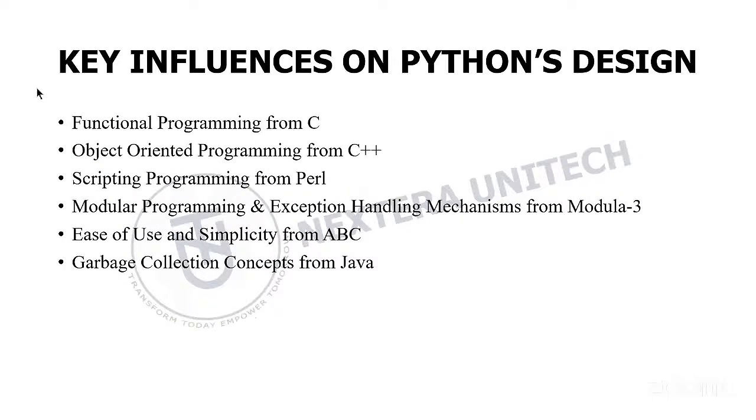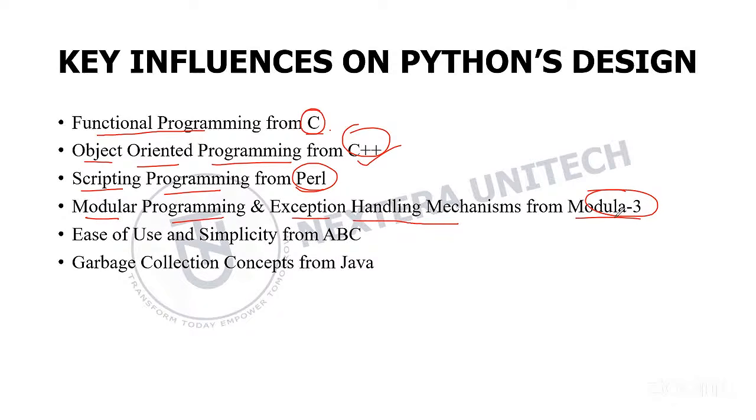Moving on to the key influences on Python's design. Python is influenced by many languages like C, C++, Modula-3. Functional programming is influenced from the C language, and object-oriented programming is influenced from C++. The scripting programming is influenced from Perl, and the modular programming and exception handling mechanisms are influenced from Modula-3. And then the ease of use and simplicity mainly is influenced from ABC, and the garbage collection concepts are coming from Java.